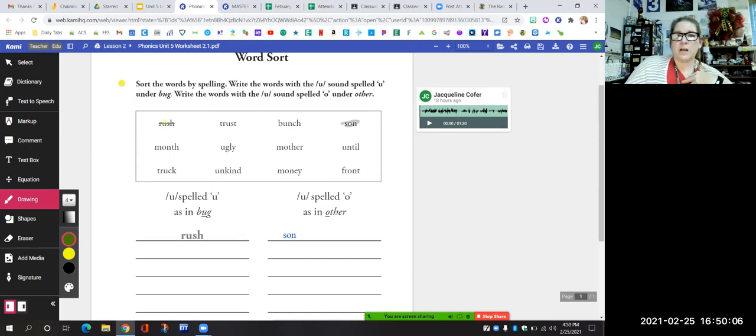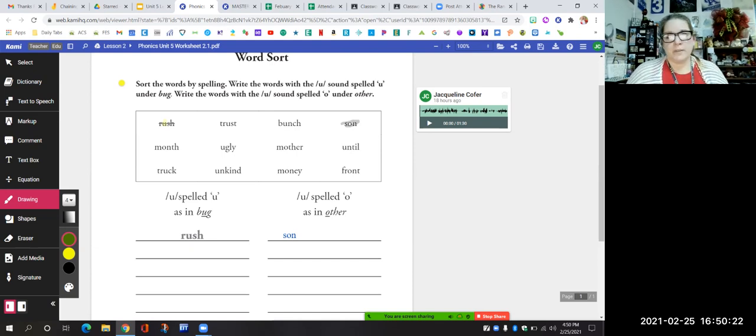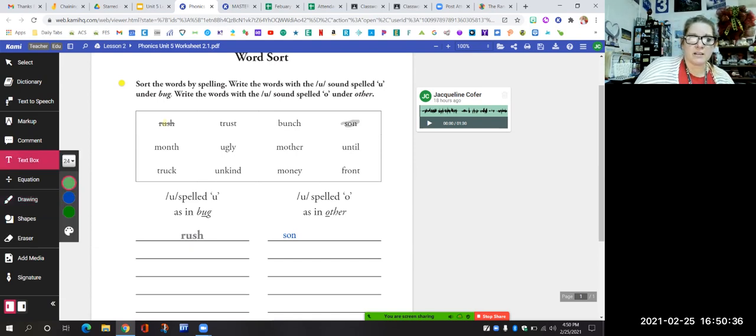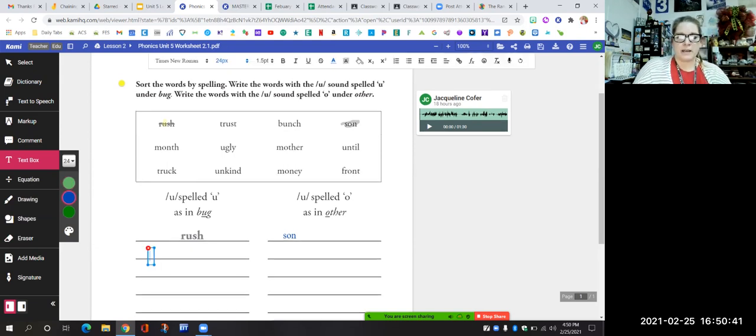Then I looked at the word sun. The letter that says in sun is the O. So it's going to go over here where it says spelled O. All right. You're going to take the other words in the sort and you are going to put them in the correct spot. So let's do a few together just so you understand what to do. So let's look at the word trust. Trust. Which letter makes the sound? The U. So I'm going to type it here under this one.